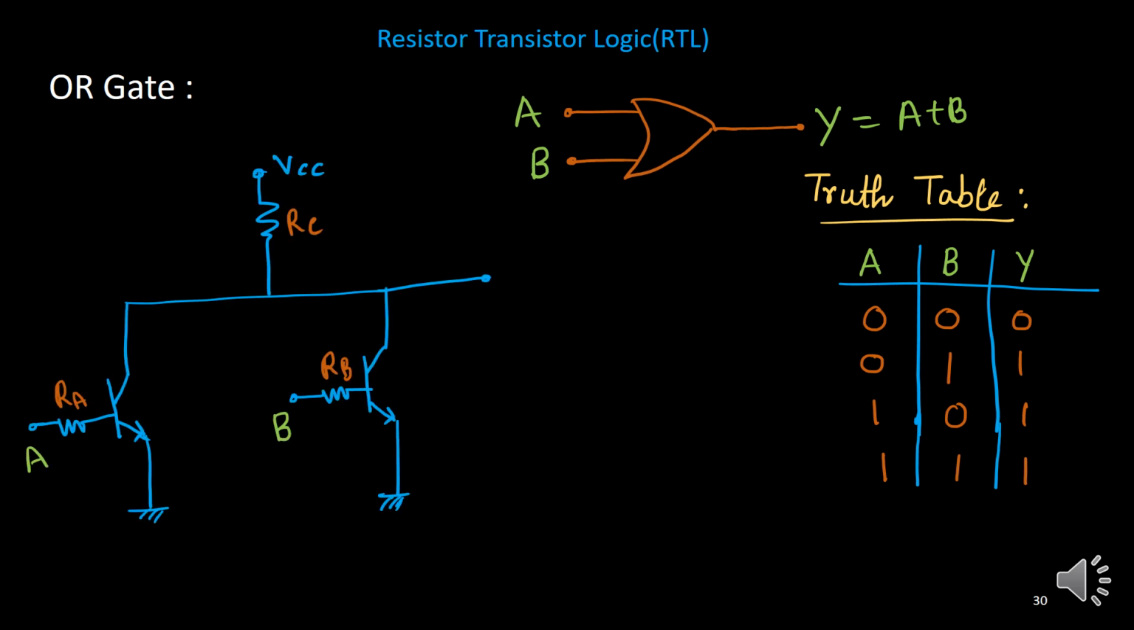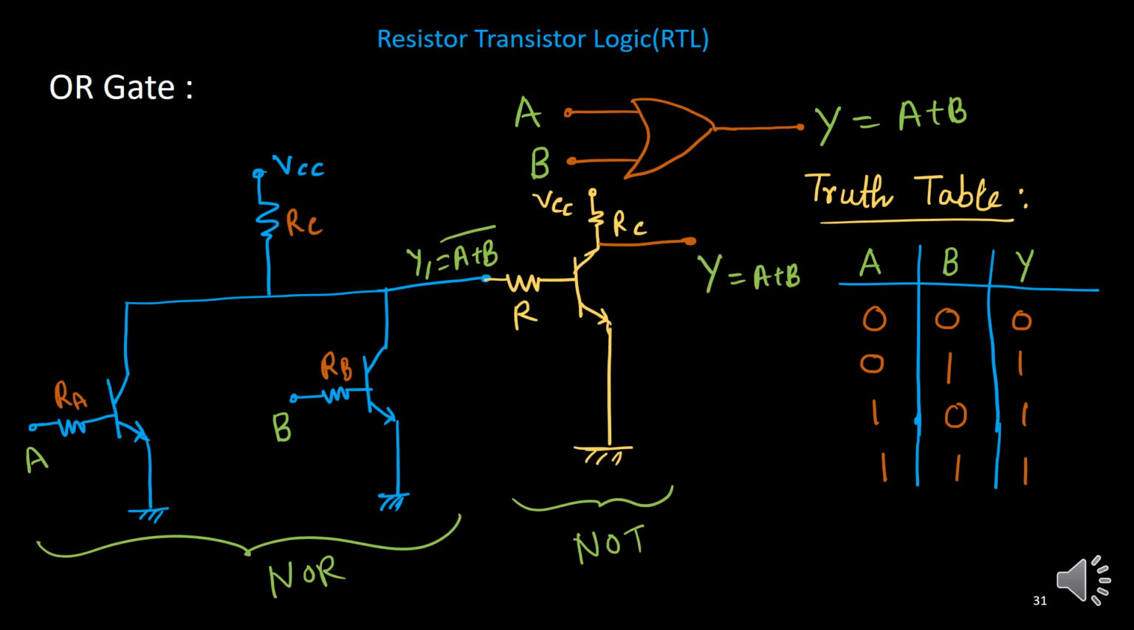So how to design it? We have already seen that if this is the circuit for the NOR gate, here you will get the NOR output. So if I invert it further, we will get OR. I need to include one inverter here, one NOT gate. So I'll introduce one NOT gate: one simple resistance and one transistor, and we'll take output from this collector, we'll get the inverse of this one. So this part is your NOR gate, followed by a NOT gate, we'll get the OR gate. That's simple logic. This is the easy way to design an OR gate.